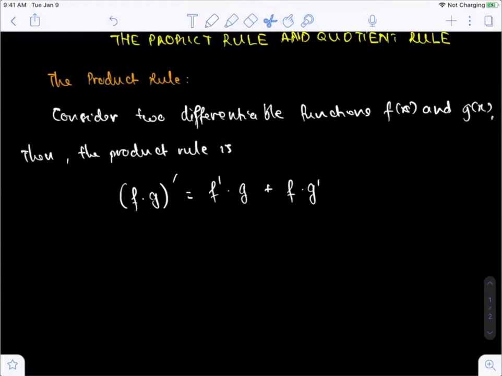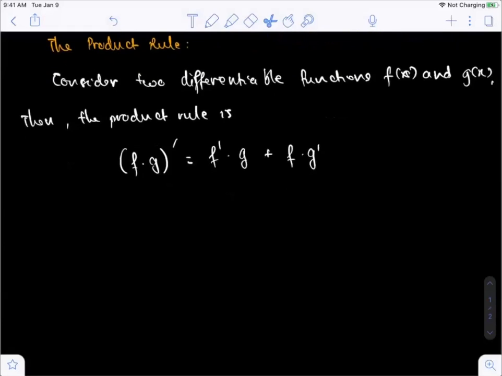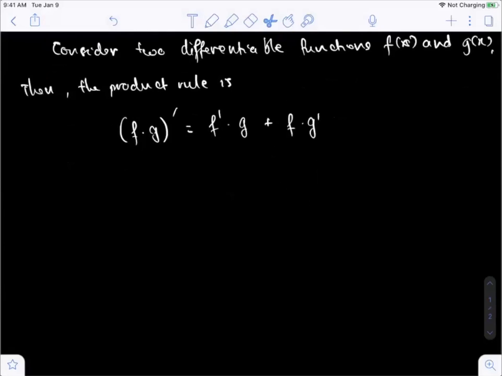So you have to identify what is the function f, what is the function g, right? Just multiply together and take the derivative. The derivative of the product is equal to f prime times g plus f times g prime. That's it, right? All right, so let's practice this particular rule. So differentiate the following function.